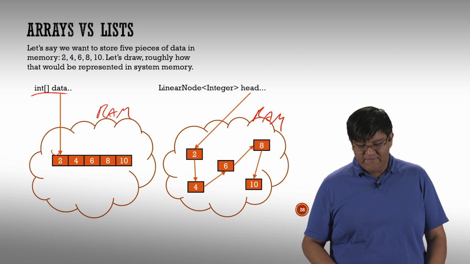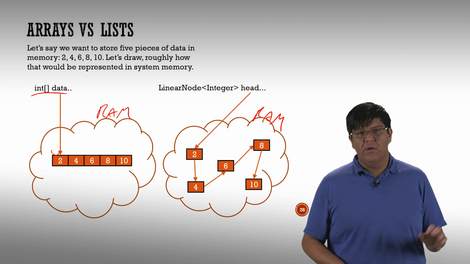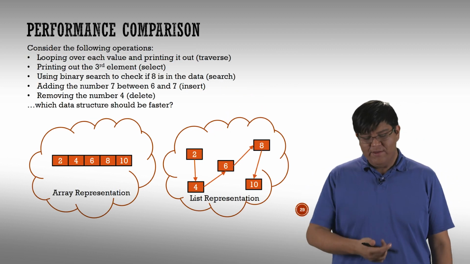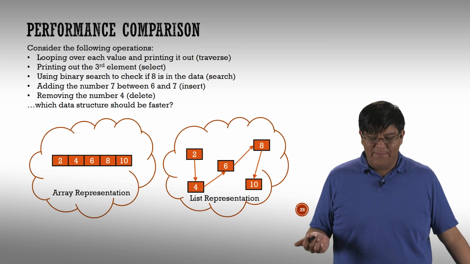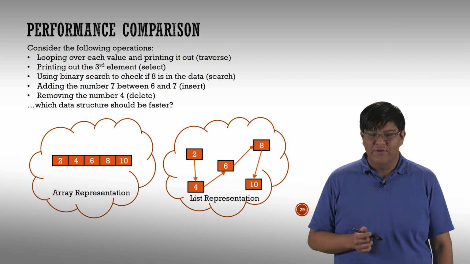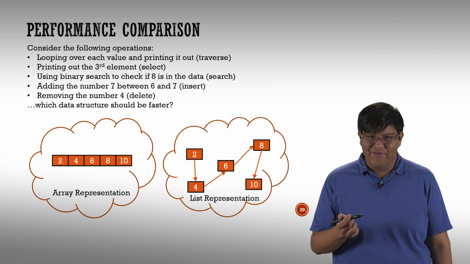Let's take a look at some specific examples and try to figure out when we want to use one over the other. We have a bunch of operations, 5 of them here, just as samples. First one, looping over each value and printing it out. This is the traversal operation.